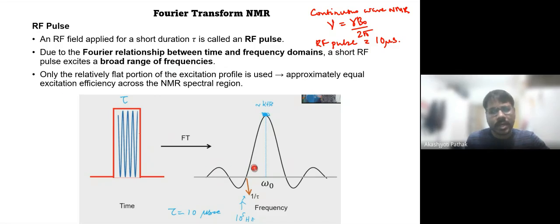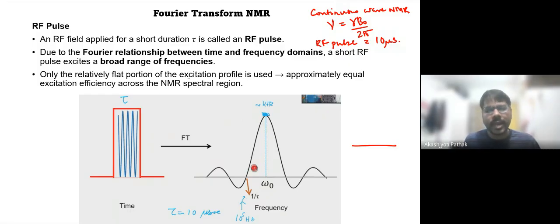You can see here, this is in the time domain. When we apply these RF frequencies, we apply them for a short duration tau. Everything that we get here is in the time domain, so we need to do a Fourier transform to convert this time domain into the frequency domain, because the signals we observe in the NMR spectra are frequency peaks, right? So the Fourier transform converts the time domain into the frequency domain.